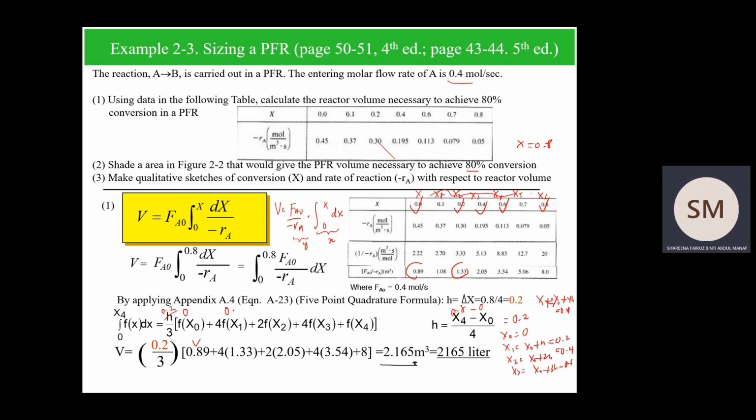Then we have x2. Let me write down the conversions first. For 0.4, the function is 2.05, so you multiply by 2 here. Then plus 4 times the function of x3. x3 is 0.6, so just multiply by 3.54 here, and then plus f(x4), which is 8. So you will be able to get the total volume for this PFR, which is 2.165 meter cube, which is 2165 liter.